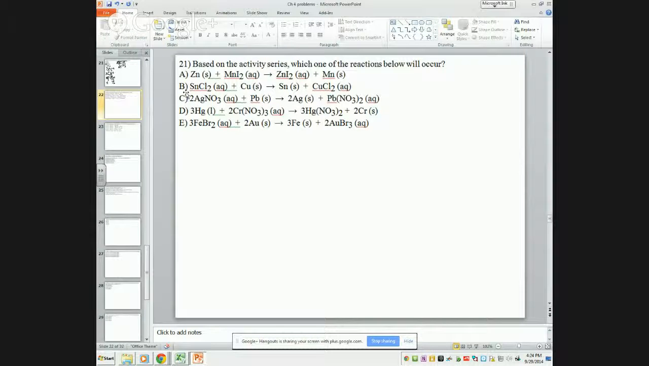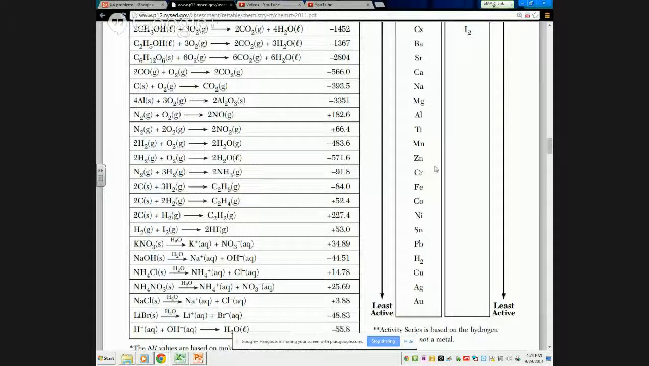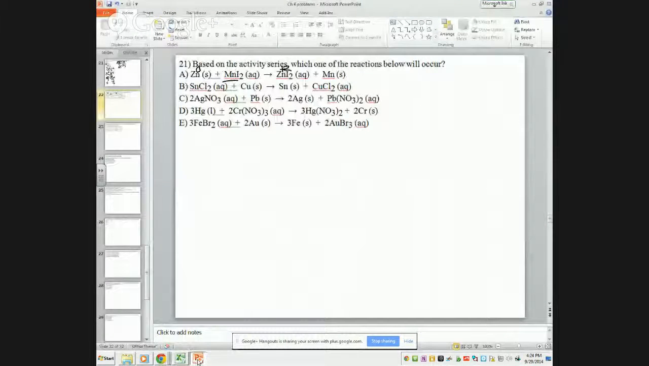21. Based on the activity series, which one of the reactions will occur? All right, so this is how you do this. If you take a look at A, we have zinc, which is neutral, becoming oxidized instead of manganese. Let's take a look at our activity table where zinc is and where manganese is. We see manganese is the one that wants to be oxidized more. So if we go back to our problem, the reaction ends up with it not being oxidized, so that can't be possible. I'll do one more example of doing that with you.